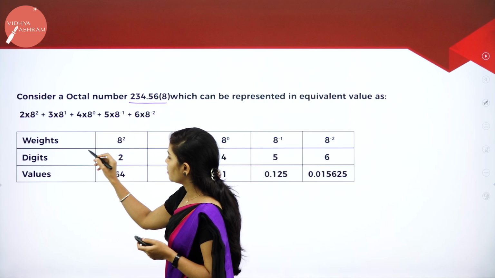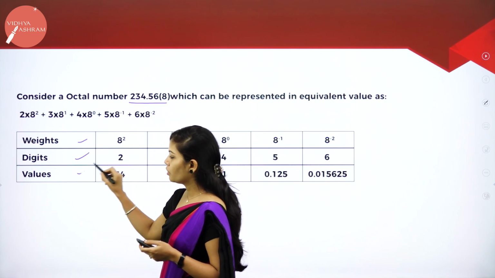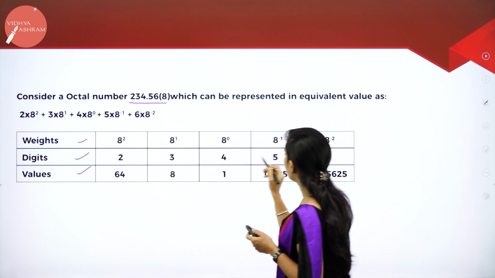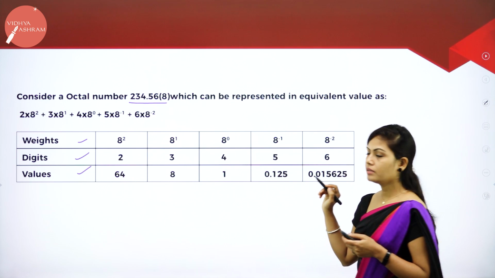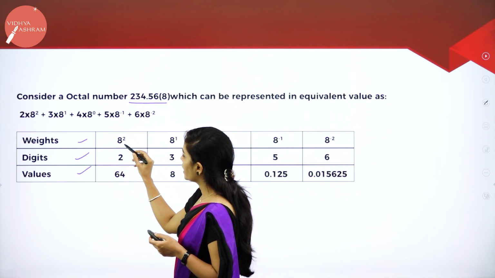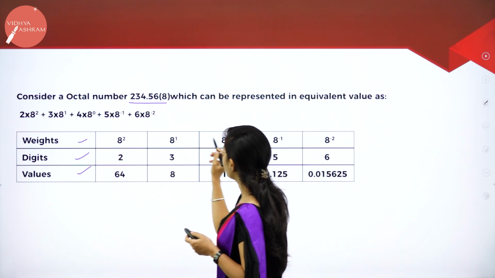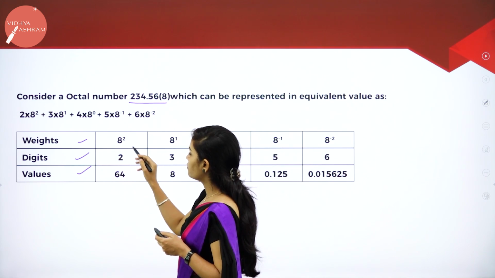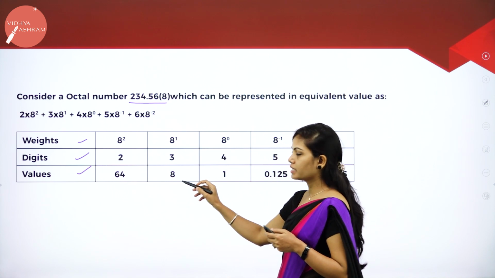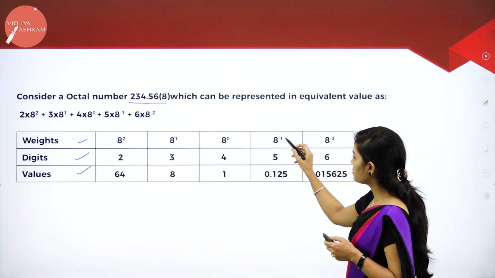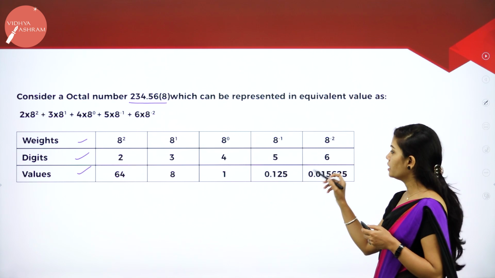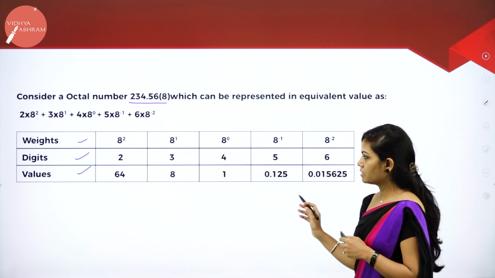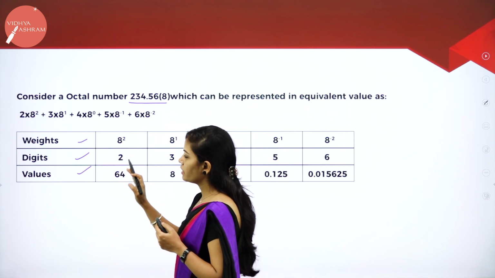So here, find the digits, weights and values. What are the digits? We have 2, 3, 4, 5 and 6. And the weights are 8 power 2, 8 power 1, 8 power 0, 8 power -1 and 8 power -2. So 8 power 2 is 64, 8 power 1 is 8, 8 power 0 is 1, 8 power -1 is 0.125, 8 power -2 is 0.015625. Like this we can express numbers in weights and values.